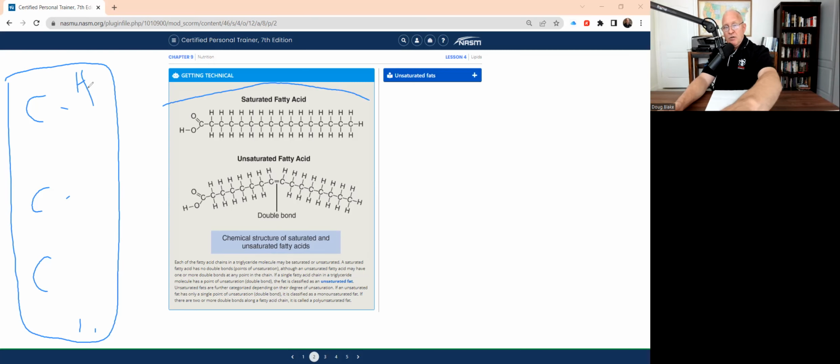This is a single fatty acid. These fatty acids, and real quick, this guy over here is called the omega end.